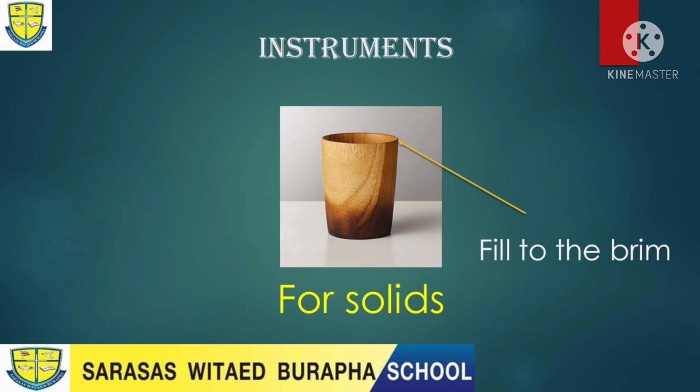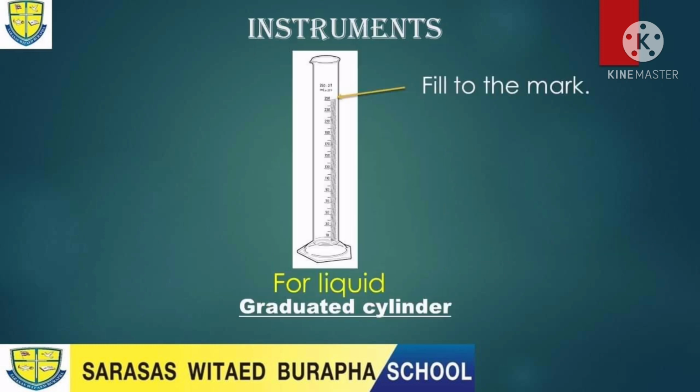So these are some instruments that we can use in finding the volume of a solid or a liquid. So let's start with this cup. This is used in measuring the volume of a solid. You need to fill this cup up to its brim, or until the cup is full.